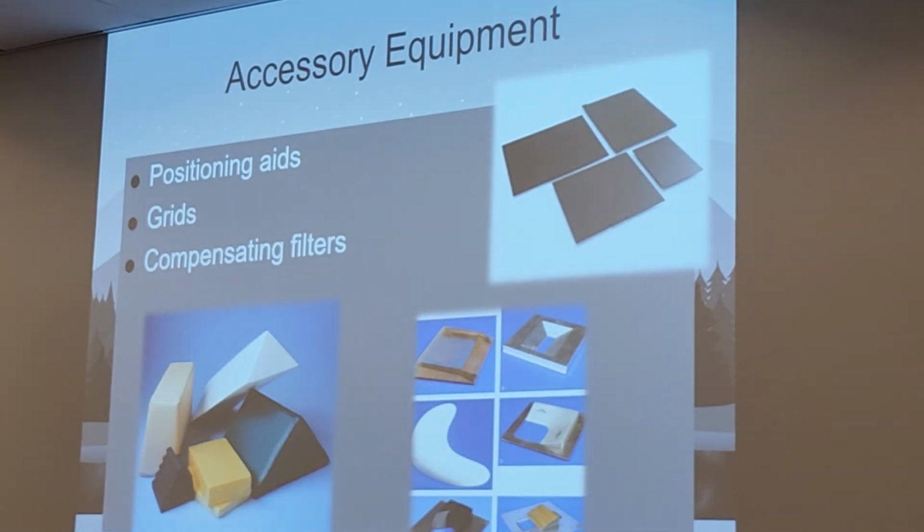Over here, we have grids. We're going to talk a lot more about grids in the fall and the spring. All you need to know about grids right now is that they are an extra type of equipment that goes on top of your cassette or on top of your image receptor, and it makes your pictures look better.